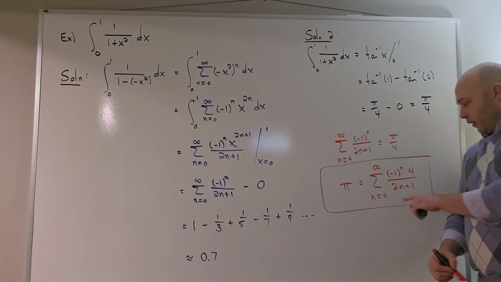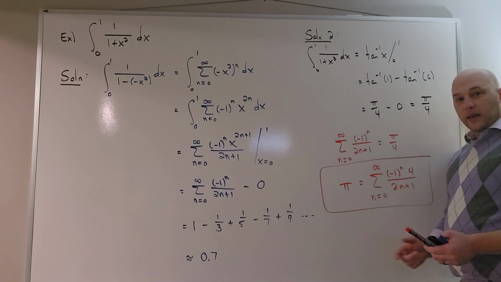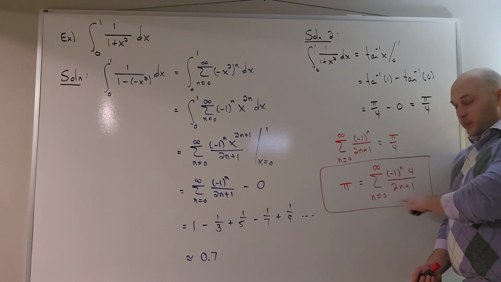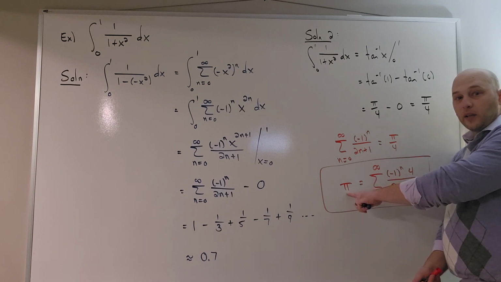So this would give you a very, very easy way to approximate pi, say with a calculator. Just start adding up terms, and you'll see that the more terms you add, the closer you get to the exact value of pi.